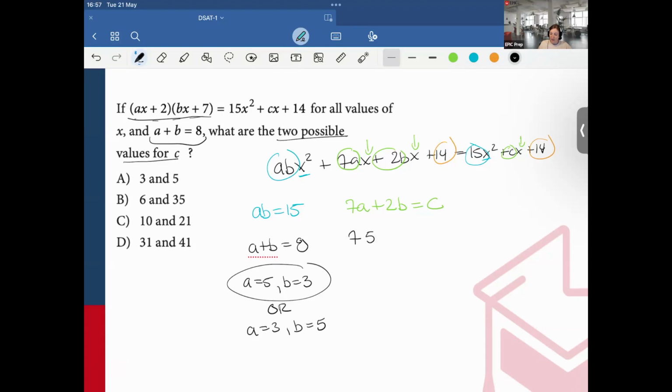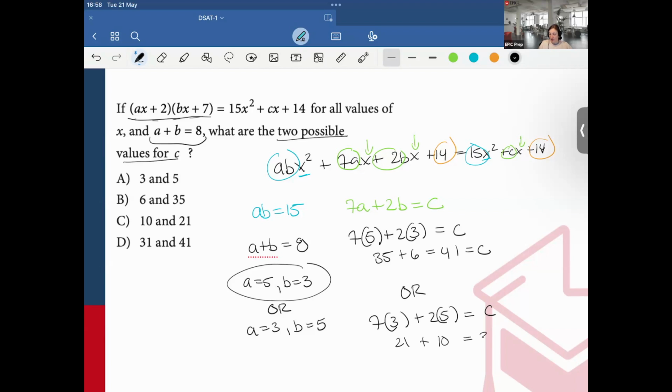So this could be 7 times 5 plus 2 times 3 for B, 35 plus 6, 41. So that's one possibility. Or there's the possibility that A is 3 and B is 5, in which case this would be 21 plus 10, which is 31. And we can see C is 41 or 31, and that's answer choice D.